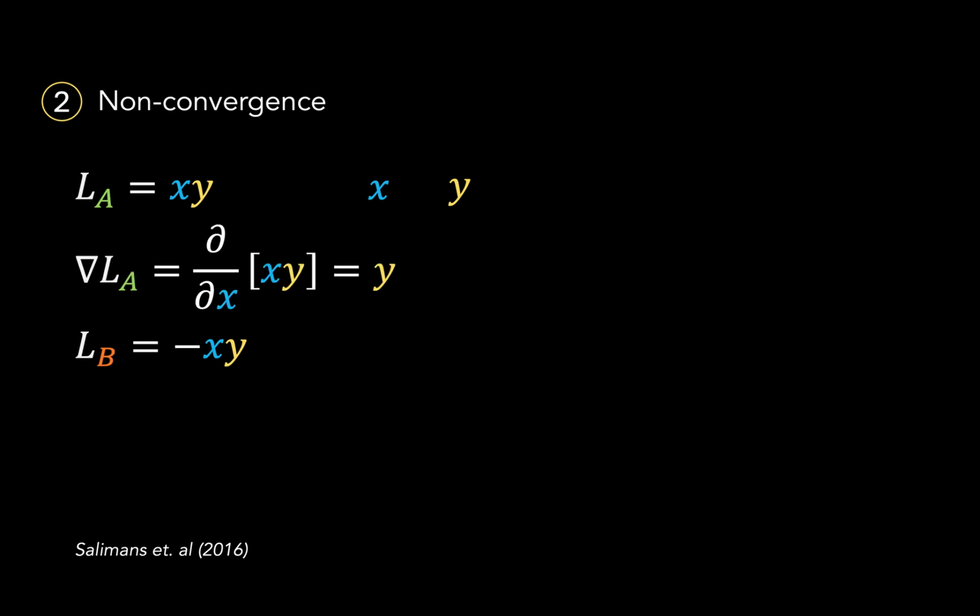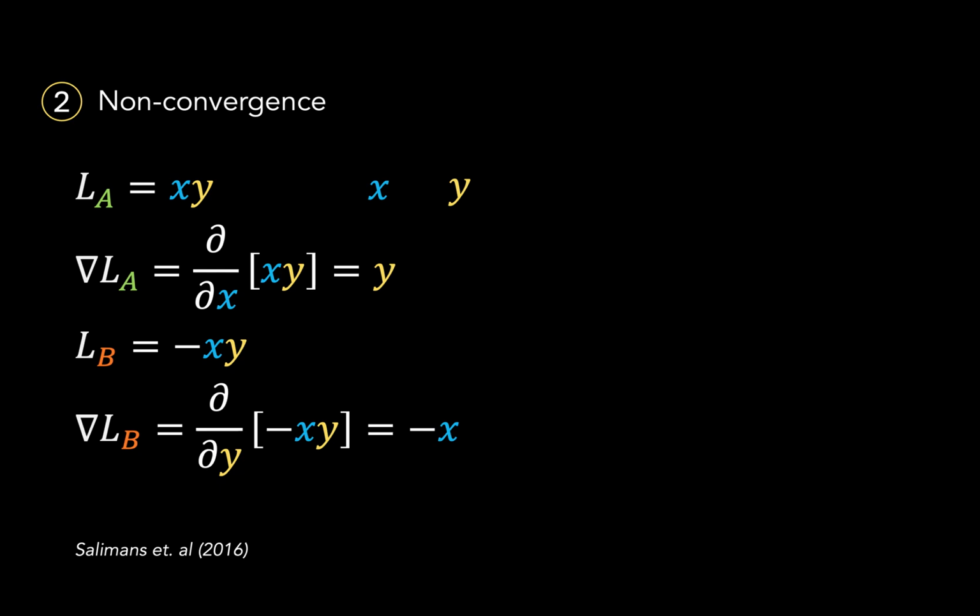We have only two model parameters, x and y. We also have two players, so player A minimizes the loss function xy with respect to x, and player B minimizes the loss function minus xy with respect to y. Therefore, the gradient of parameter x will be y, and the gradient of parameter y will be minus x.